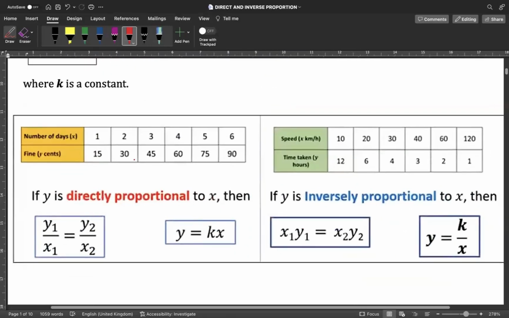So if y is directly proportional to x, then y1 over x1 equals y2 over x2. From here we can see 15 divided by 1 is 15, the same as 30 divided by 2 is 15. And the table proportion for inverses: x1 times y1 equals x2 times y2. So 10 times 12 is 120 and 20 times 6 is 120.